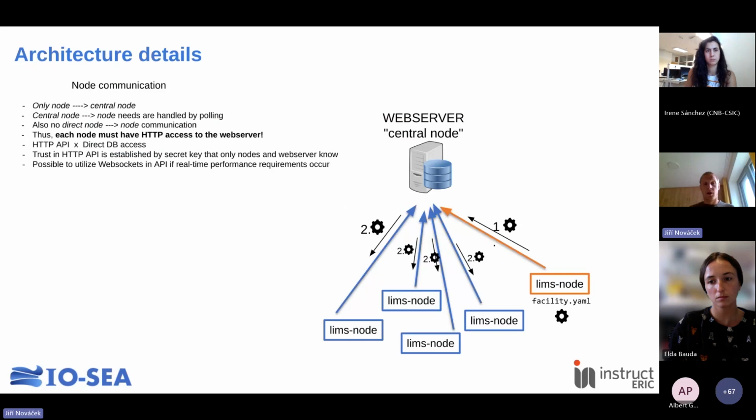A bit of detail on how this works and what the requirements are. So the only requirement from the network perspective is that each of the nodes, which we call lymph nodes, needs to have HTTP access to the web server, to the orchestrator, and the communication is only one way, from the node to the server. The individual nodes are then handled by polling.